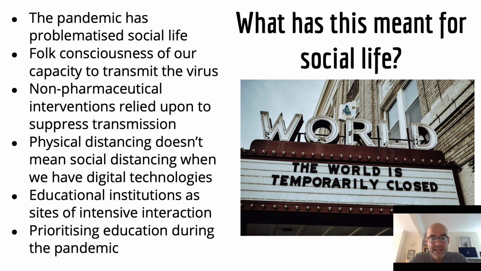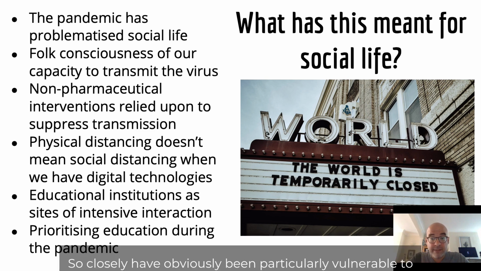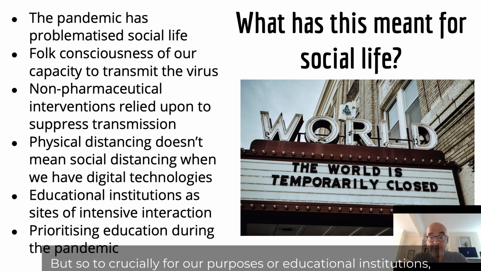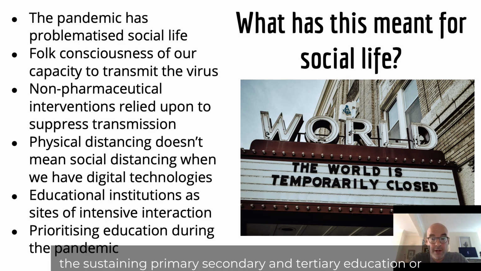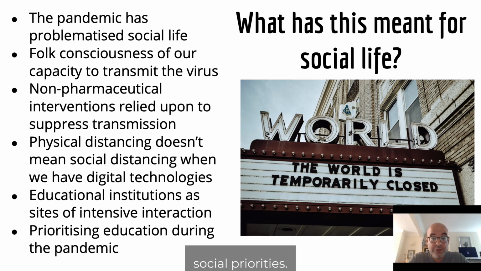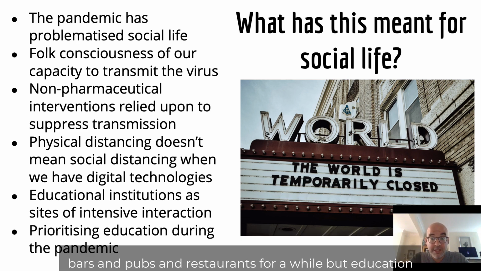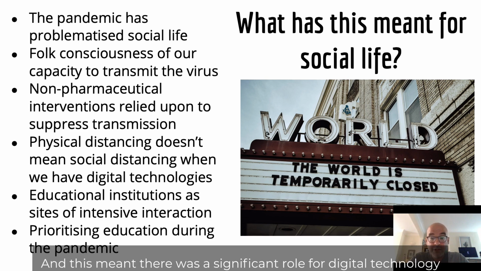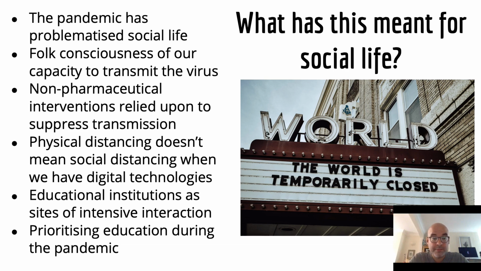In spite of this, though, sites of intensive interaction, areas of the social world where a lot of people mix and do so closely, have obviously been particularly vulnerable to spreading infections. Leisure and retail are two obvious examples of this, but so too, crucially for our purposes, are educational institutions. There was nonetheless widespread agreement that sustaining primary, secondary and tertiary education were social priorities. There was a widespread sense that we might be able to live without bars and pubs and restaurants for a while, but education had to continue in some way. And this meant there was a significant role for digital technology in ensuring that education could be sustained at a distance.